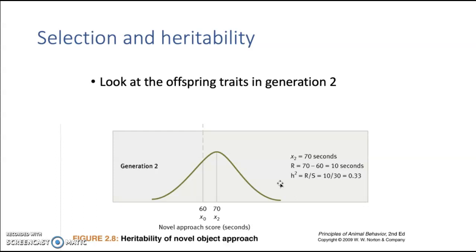call heritability. Heritability in this case can be calculated by this response to selection divided by the selection differential. So h squared equals 0.33. That's saying that about a third of this behavioral trait, or rather, about a third of the variation in this behavioral trait is due to genetic differences. Let me say that one more time. About a third of the variation in this behavioral trait is due to genetic differences.